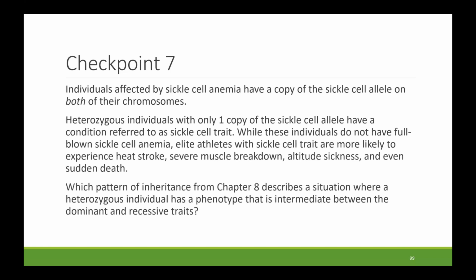Which pattern of inheritance that we learned about at the end of chapter 8 describes a situation where a heterozygous individual has a phenotype that is intermediate between the dominant and recessive traits?